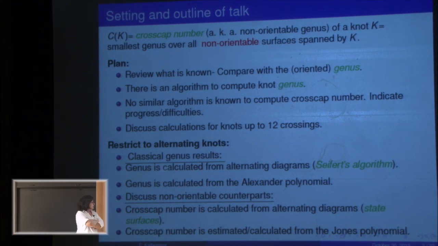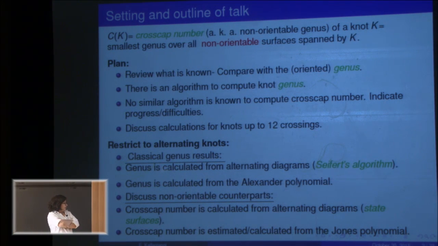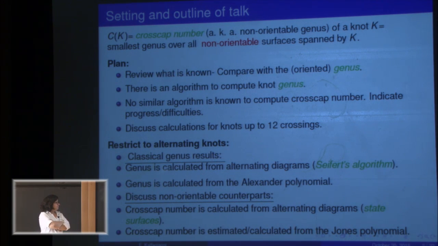And then, for non-orientable nodes, I will talk about work that allows you to determine the non-oriented genus of alternating nodes diagrammatically, starting from the diagram and building surfaces. And finally, I'll say a little bit about what information you can get estimating the genus for alternating nodes from the Jones polynomial. All right.